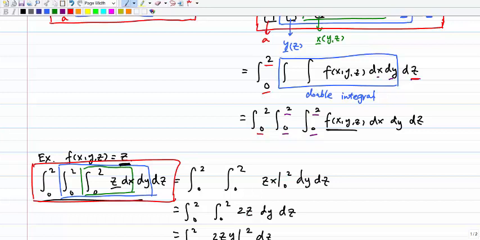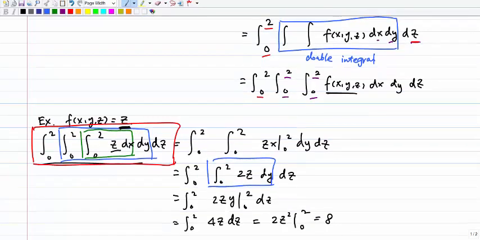Then I do the second part, the middle one, which is over here. Because 2z again is not a function of y, the integration of 2z over y is 2z times y, evaluated at 0 and 2. After computing that, I have 2z times 2 is 4z, minus 2z times 0 is 0. So I have 4z.